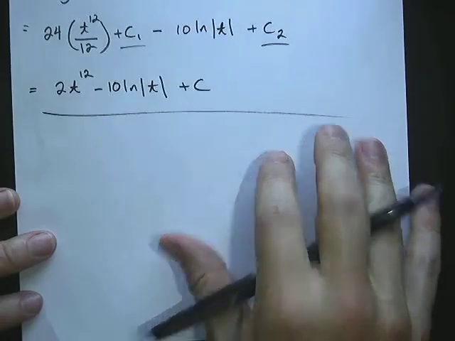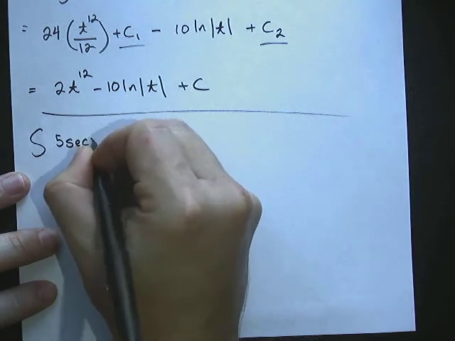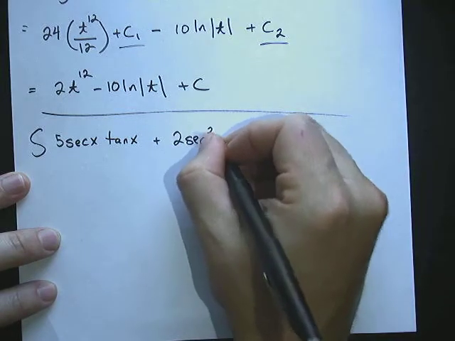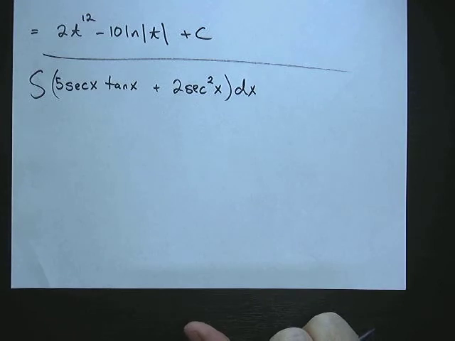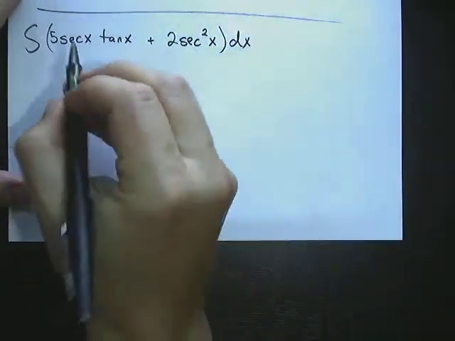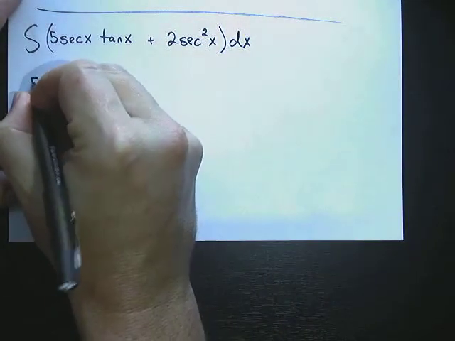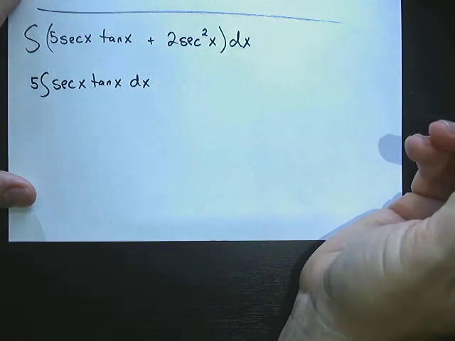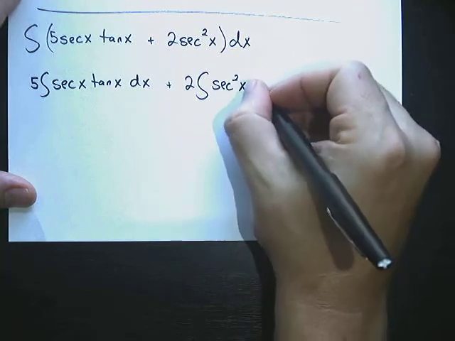Let's do one more. Okay, for this problem I have the integral of 5 secant x tangent x plus 2 secant squared x, and we are evaluating this indefinite integral with respect to x. x is our variable. Okay, so we're going to clean this up first, just like we did the last problem. So we can bring out the 5, and we can bring out the 2, and we can also make these two separate integrals. So here's my 5 times the integral of secant x tangent x dx, plus 2 times the integral of secant squared x dx.